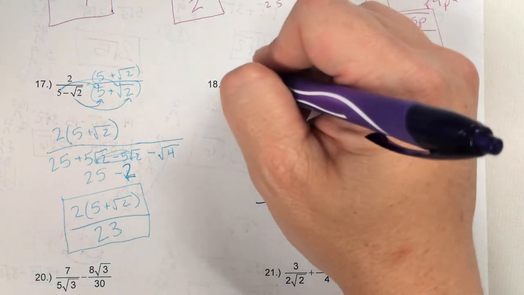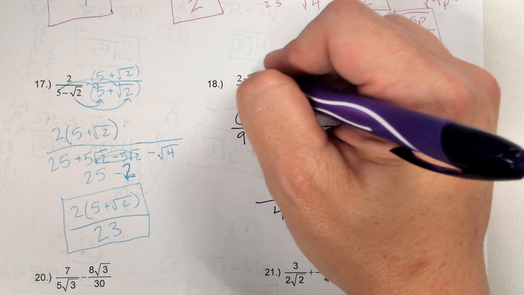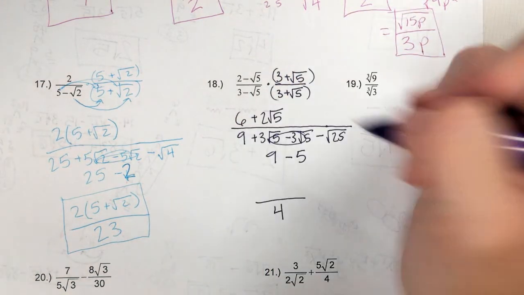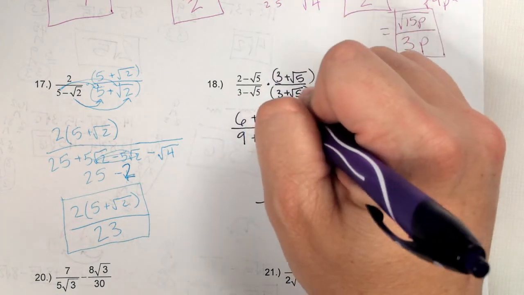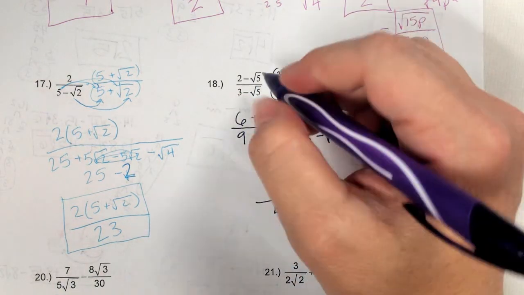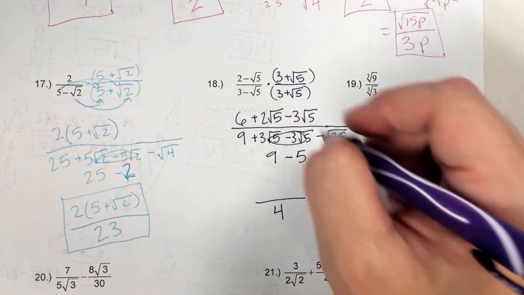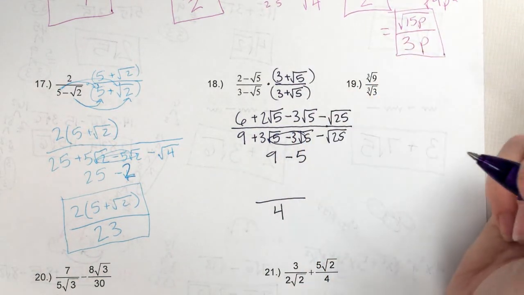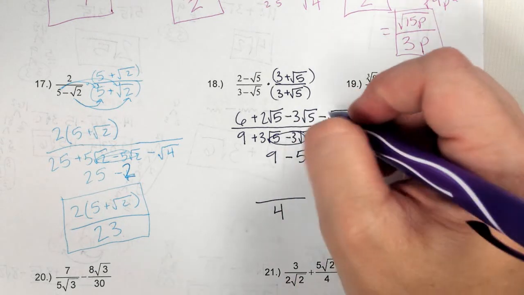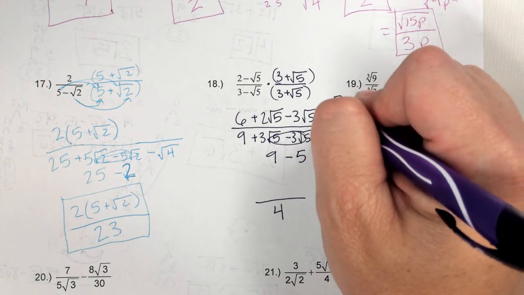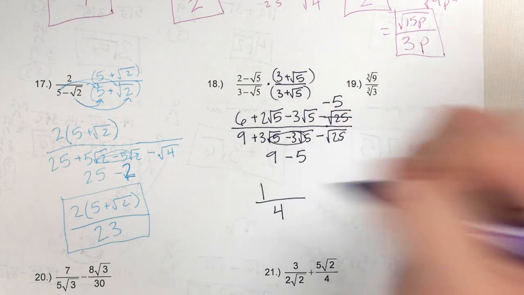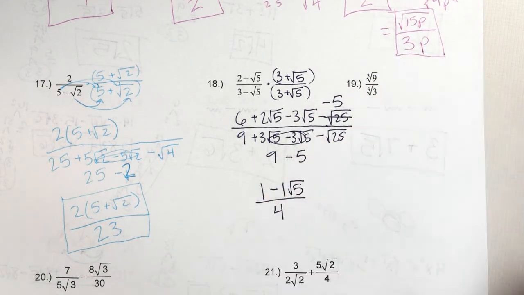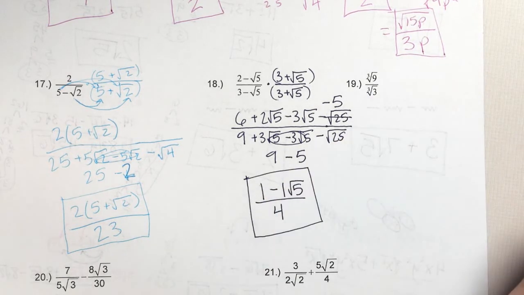Now at the top, I get 2 times 3 is 6. 2 times the square root of 5 is 2 square roots of 5. Negative square root of 5 times 3 is negative 3 square roots of 5. And negative square root of 5 times positive square root of 5 is negative square root of 25. Well, negative square root of 25 is just negative 5. 6 minus 5 is 1. 2 minus 3 is negative 1 square root of 5. Nothing here simplifies. That is your answer.